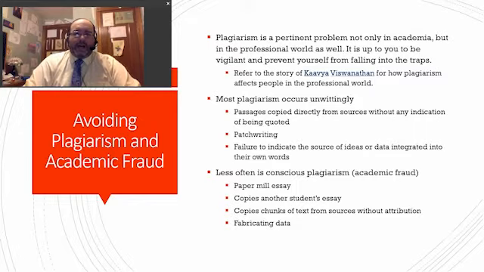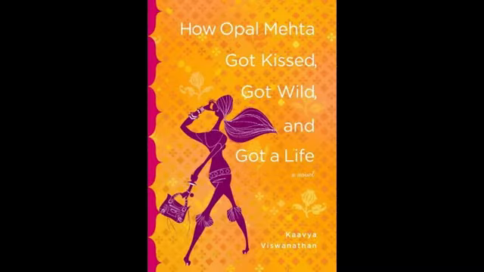This story is about a high schooler in New Jersey by the name of Kavya Viswanathan. Ms. Viswanathan was a high school senior in 2008, I believe. I'm pretty sure it's 2008. She was already accepted to Harvard. She was also unique in that she had a publishing deal, based on her first published novel, which was called How Opal Mehta Got Kissed, Got Wild, and Got a Life.